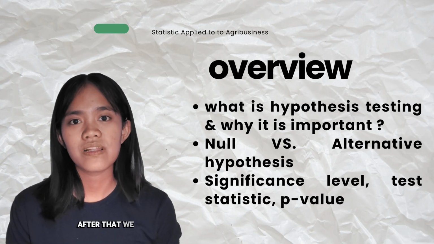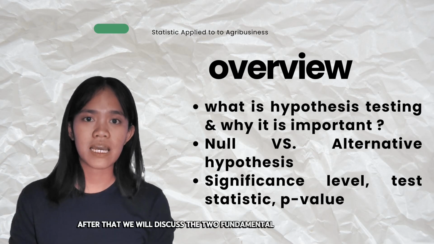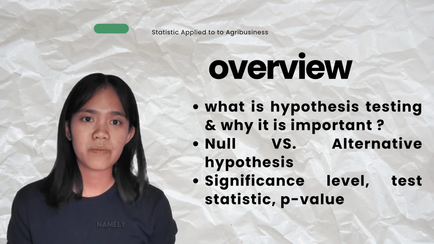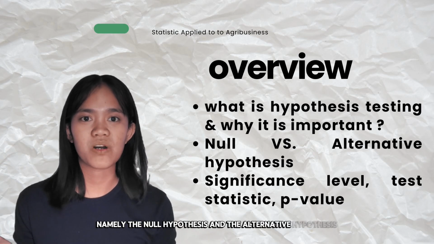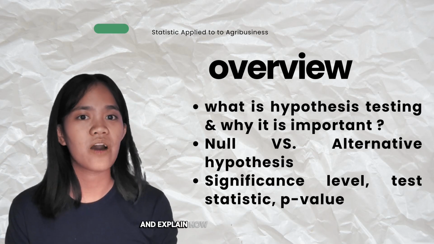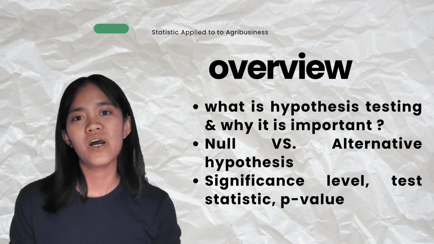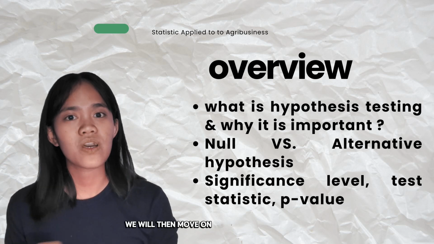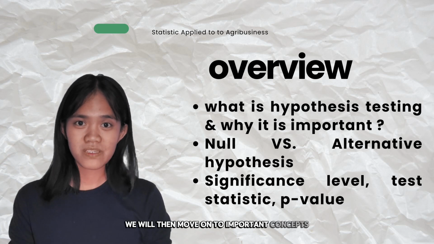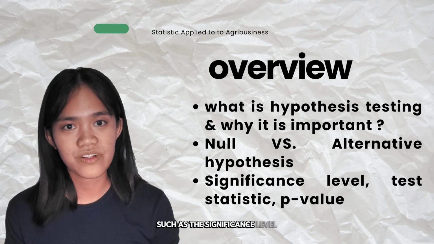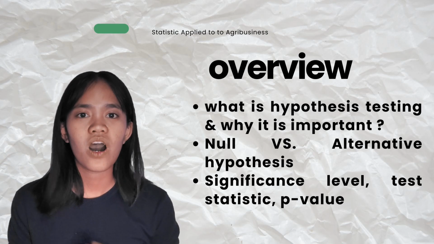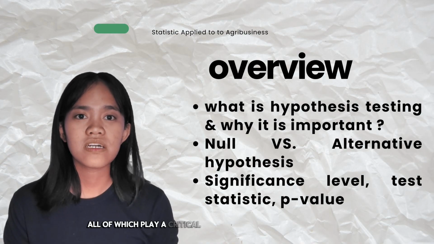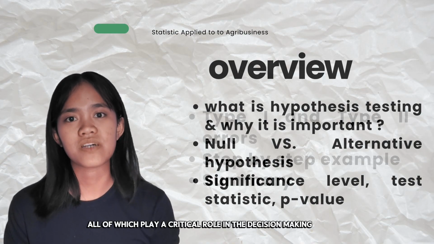After that, we will discuss the two fundamental types of hypothesis, namely the null hypothesis and the alternative hypothesis, and explain how they are formulated. We will then move on to important concepts such as the significance level, the test statistic, and the p-value, all of which play a critical role in the decision-making process.